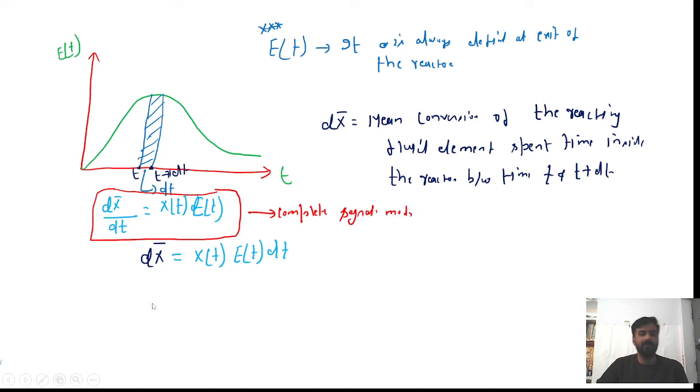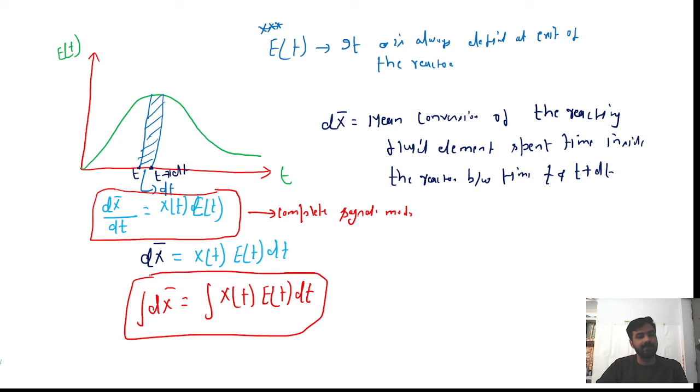Now, when we talk about conversion, integrate these things. dX bar equals X(t) E(t) dt, and it is the mean conversion. Okay, so next thing, if we talk about my dear friend, the first order reaction.